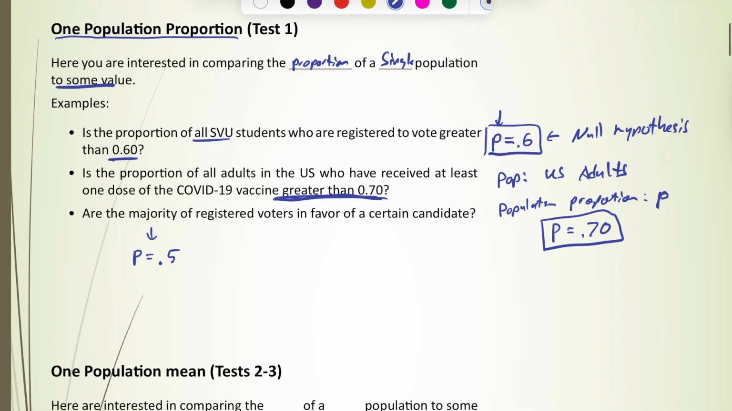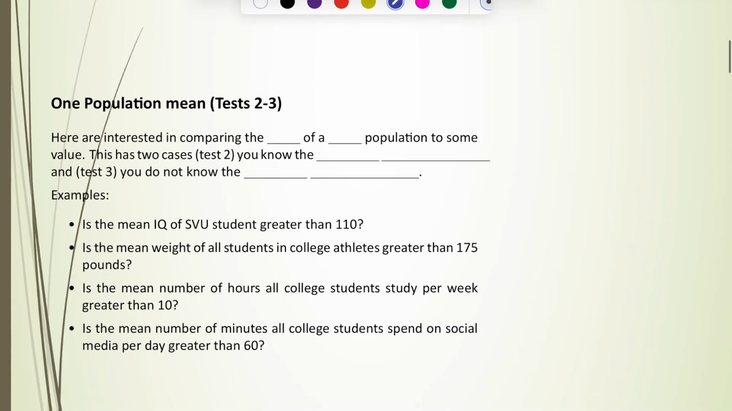Okay, so that was the first test. Second and third test have to do with population mean. All right, so this one we're interested in comparing the mean of a single, okay, so just one population, to some value. Now, there's 2 cases in this.